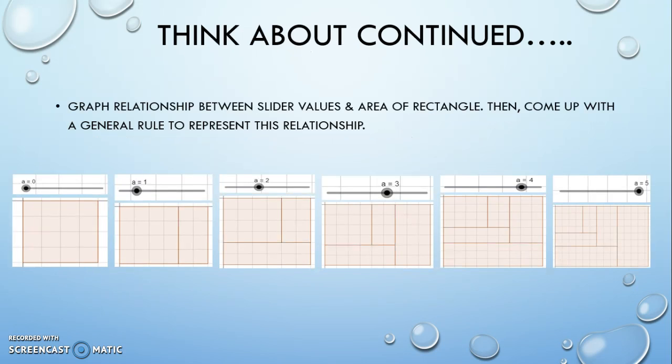Also, examine the images of the rectangles to see if you can graph the relationship between the slider values and the area of the rectangle. Then think about how we can come up with a general rule to represent this relationship.